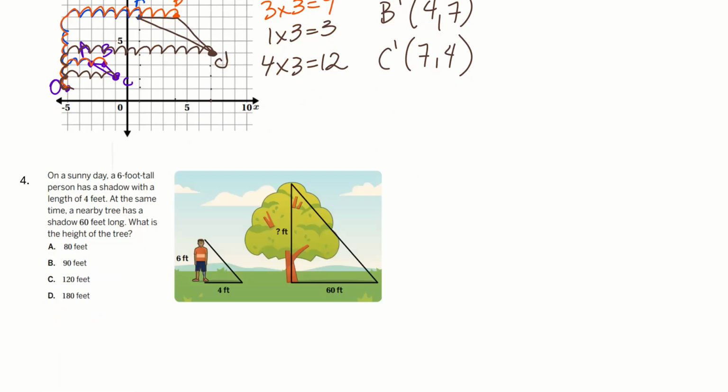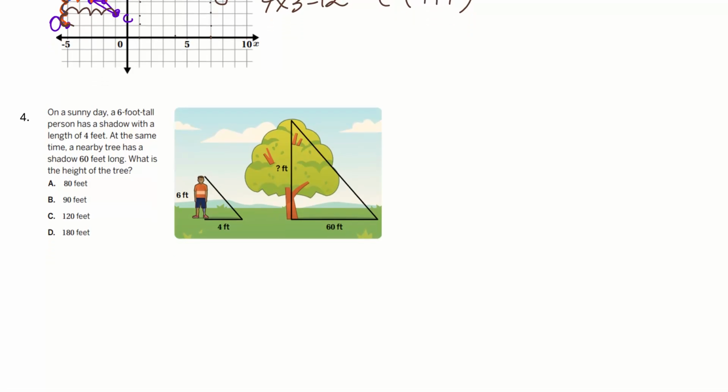All right, last problem. So this problem is going to be really brand new in the sense that we didn't finish the lesson, but at least it'll give you a good head start for tomorrow. So on a sunny day, a 6-foot tall person has a shadow with a length of 4 feet. Okay, so there's his shadow, 4 feet. This was like slide 4 with the length of 4 feet. At the same time, a nearby tree has a shadow of 6 feet long. What is the height of the tree? So we actually did do this in class. So we can do it the way we did in class.